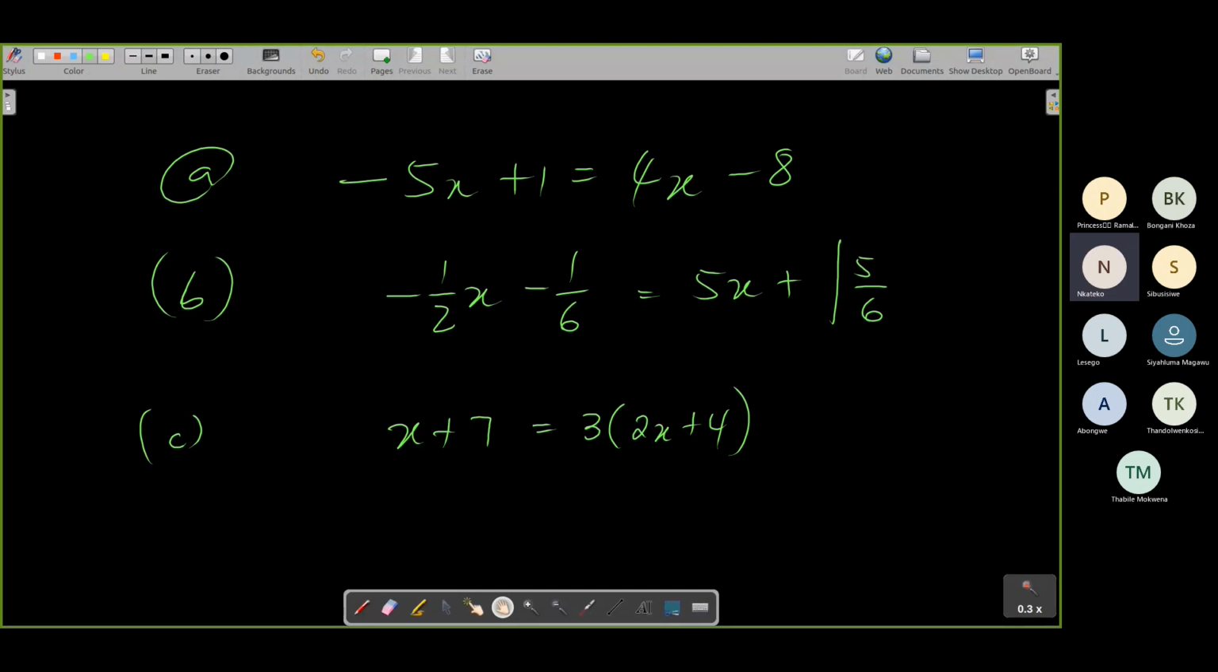Sir, do decimal answers count? No, we don't want decimal answers. So you have to deal with the fraction as it is. Remember, I told you that you don't actually need a calculator for your grade 10 work. Sir, for C there is 3 open bracket 2x plus 4. Do you follow that you multiply the number outside the bracket with everything inside the bracket? Yes. Okay. Everything we have learned so far, we carry on applying. Okay, thank you. All right.